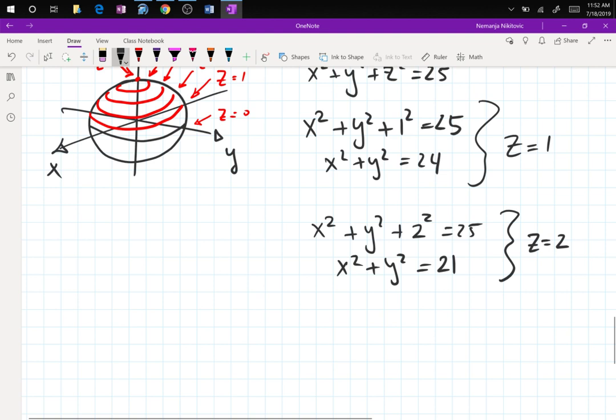Not too much of an incline here. Not too much of an incline. Look at the level curves, far apart. A lot of incline over here, close by.